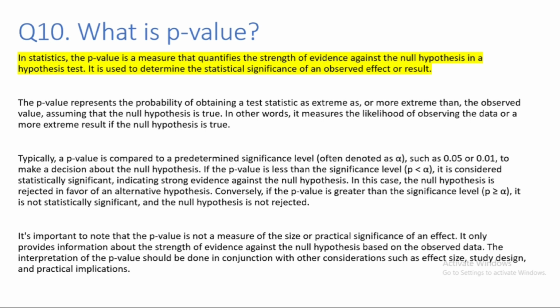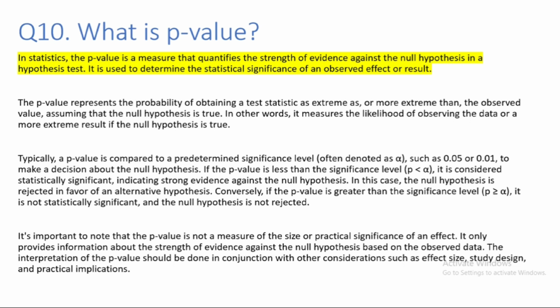In other words, it measures the likelihood of observing the data or a more extreme result if the null hypothesis is true. Typically, a p-value is compared to a predetermined significance level, often denoted as alpha, such as 0.05 or 0.01, to make a decision about the null hypothesis.